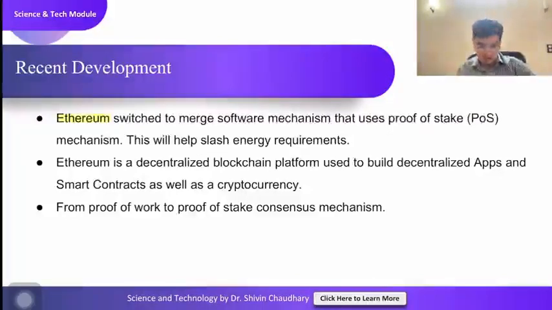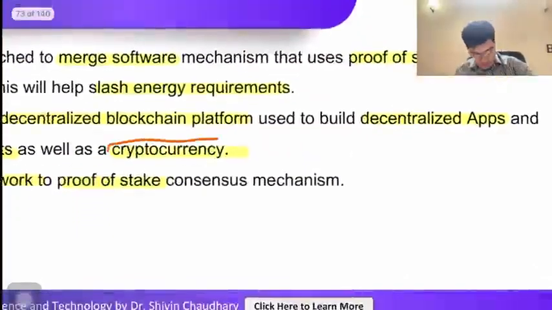They switched to this software called Merge. What it did was it started using the proof of stake mechanism rather than the proof of work mechanism. तो इससे क्या हुआ, energy requirement slash हो गई, right? What is Ethereum? Ethereum is a decentralized blockchain platform used to build decentralized apps and smart contracts and cryptocurrency. इन words का meaning हम अभी समझते हैं, ठीक है? They have changed from proof of work to proof of stake. अब इस टर्म को समझाता हूं मैं आपको.